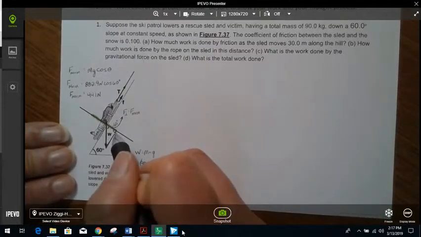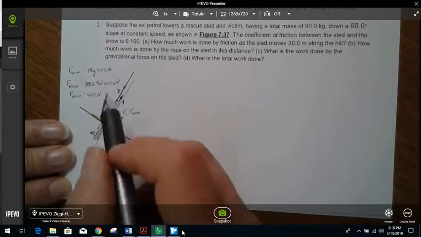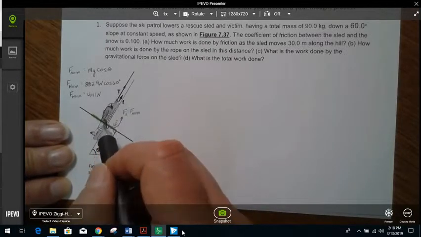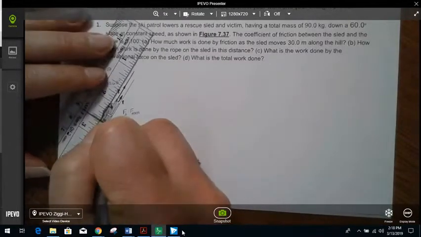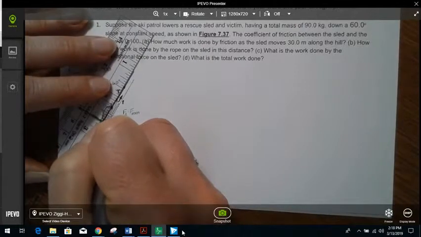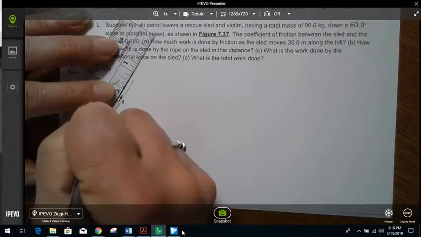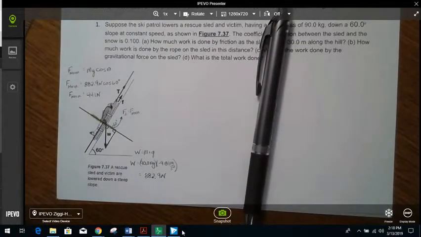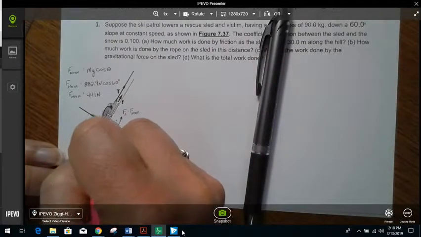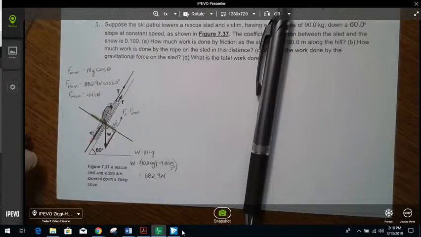Now, similarly, our weight acts centered down toward the center of the Earth, so there is some gravitational component here for our victim. There is a force of gravity in this direction. So my force of gravity is going to be parallel to the surface, or this way. And if we use this triangle, this force of gravity is equal to this leg of the triangle, or force parallel.